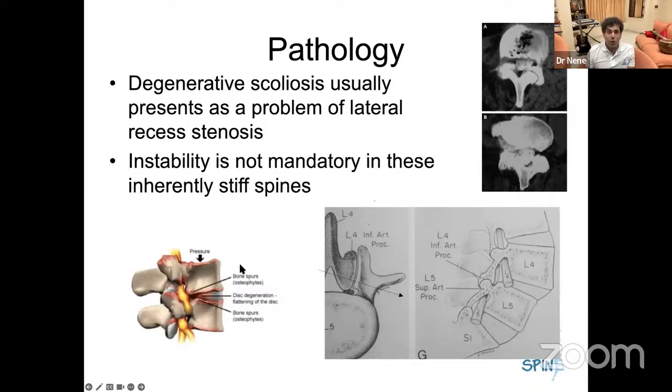So the pathology always starts at the disc, and this is an instability which causes the degenerative scoliosis. So don't think of this as a scoliosis. Think of it as an advanced asymmetrical degeneration. Scoliosis is just the name tag that you give it.